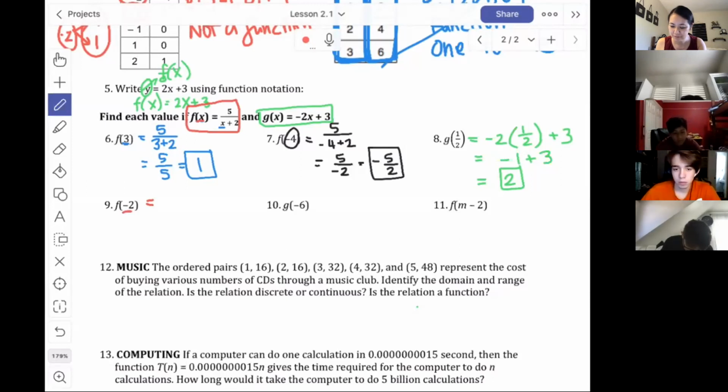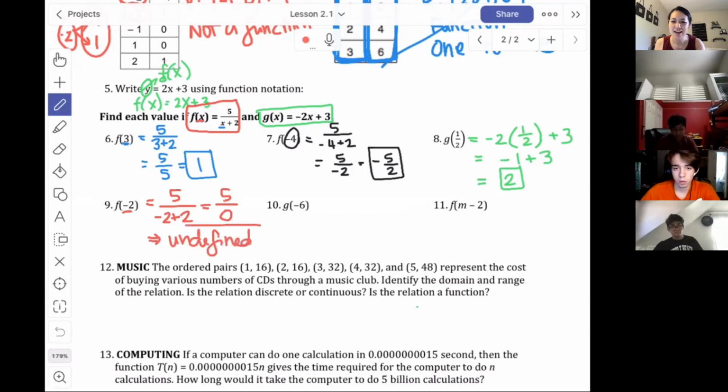5 over negative 2 plus 2. Perfect, good. So that's going to be 5 over, keep going, 0. And what's 5 over 0? 0. No, it is undefined. You can't divide 5 into 0 groups. That is not possible. So undefined. All right, good job, Mateo.